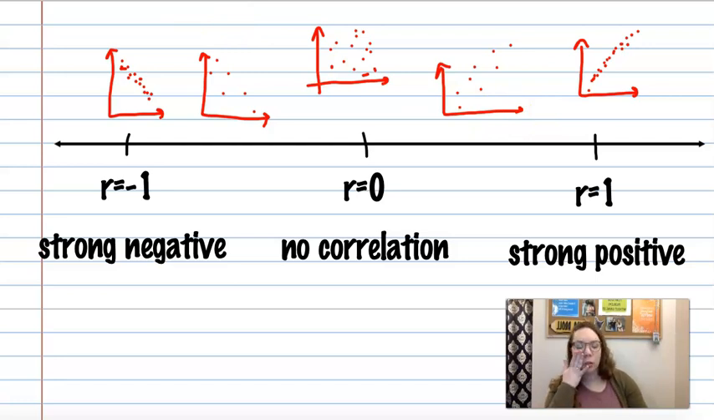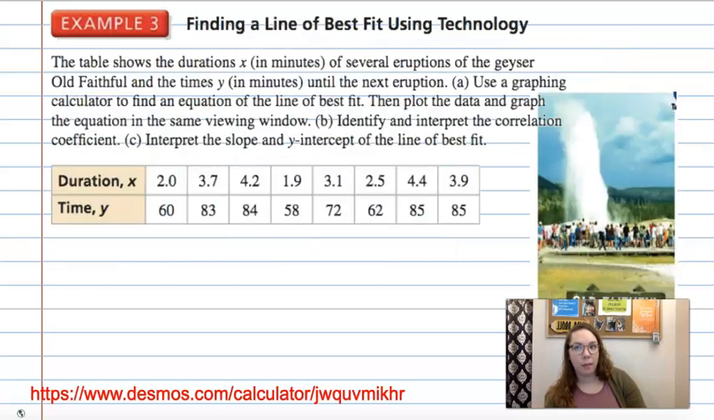So we're going to do an example together using our online graphing calculator Desmos, and we're going to talk about what all these values mean, and we're going to let it calculate the line of best fit for us. So here it says the table shows the duration in minutes of several eruptions of the geyser Old Faithful and the time in minutes until the next eruption. So it's showing how long the eruption is and then the gap between eruptions. Using a graphing calculator, we're going to find an equation of the line of best fit. So we'll just go ahead and pause there. We're going to do that part first.